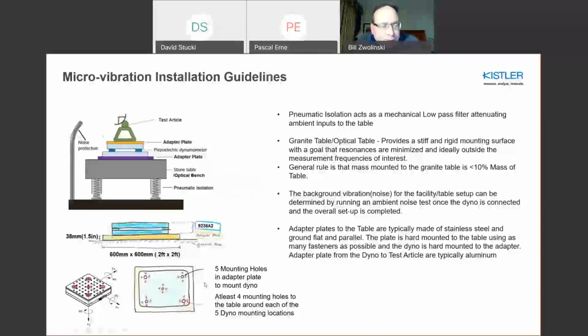In terms of the installation guidelines for a microvibration, a typical installation would be that you'd have a pneumatic isolation, a stone table or perhaps an optical bench, adapter plates, a piezoelectric dynamometer, another adapter plate and the test article, and then some noise protection would also be somewhat important. In terms of pneumatic isolation, this basically gets you isolation from the seismic inputs from the environment.